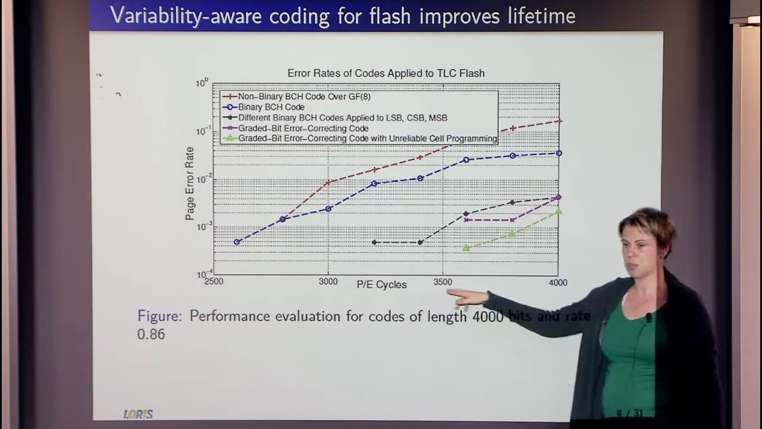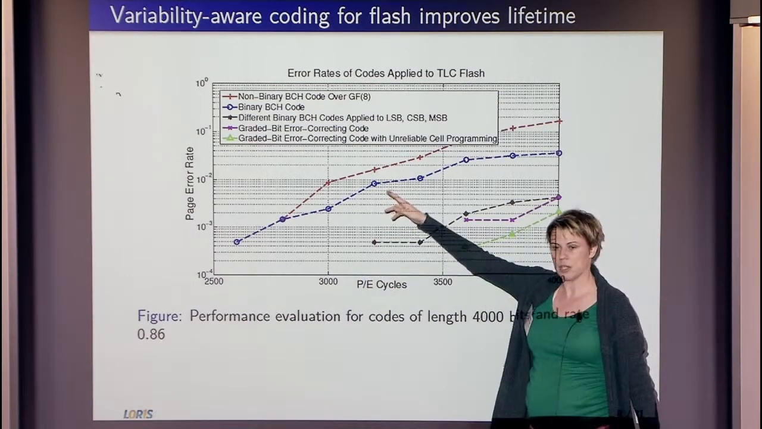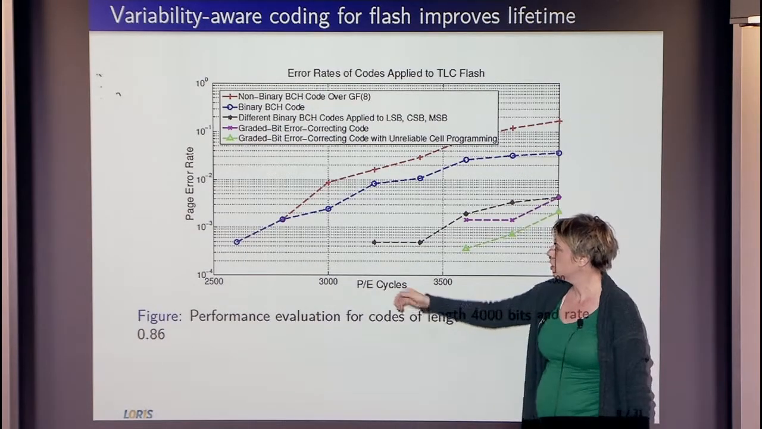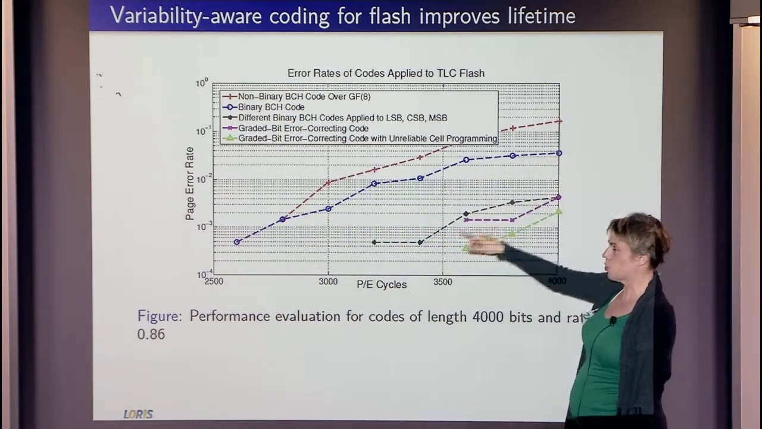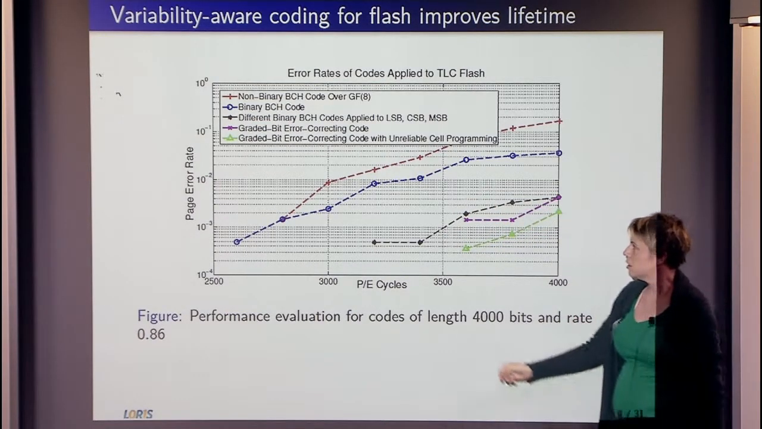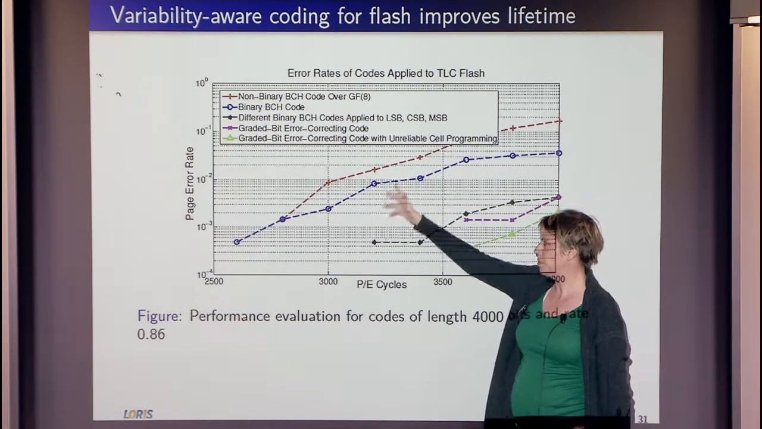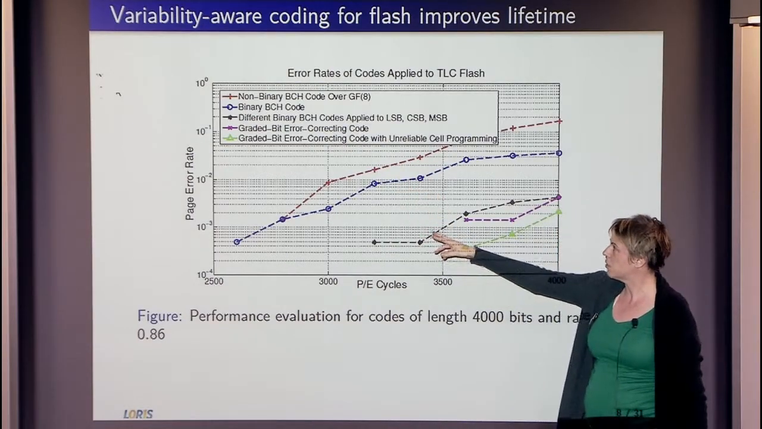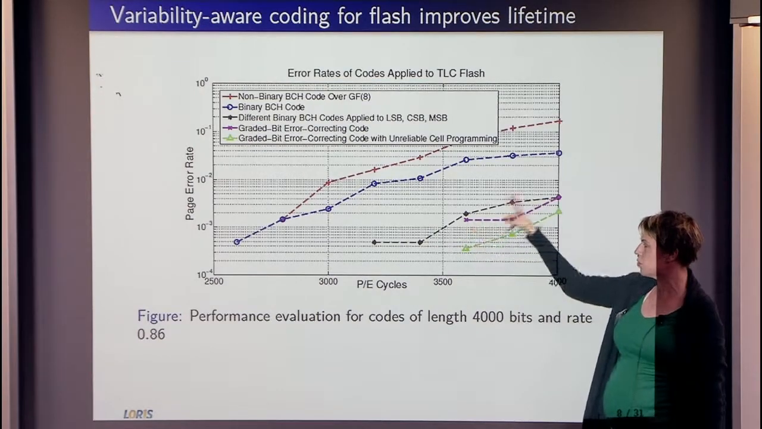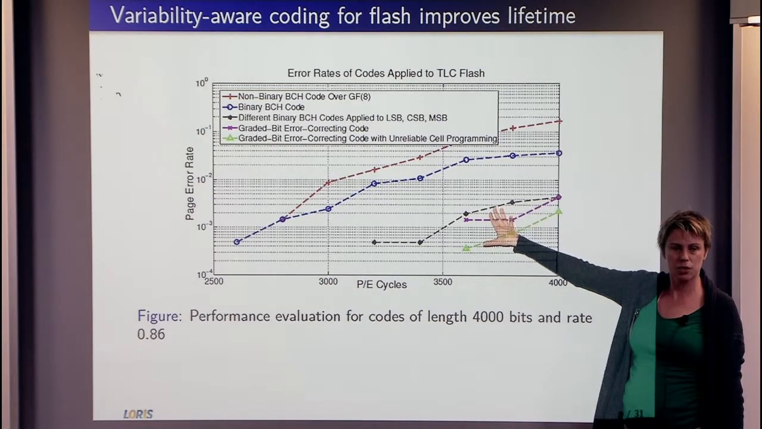The x-axis is program and erase cycle. This is your lifetime. The y-axis is page error rate. You want that to be as low as possible for as long as possible. These curves all get worse over time. Remember, we have that issue of wear out, so things get worse over time. The red curve is your non-binary BCH code. This is pretty much what people would do in practice, or even a combination of some other codes like binary BCH code, or a combination of 3 parallel binary BCH codes. These 3 curves are all symmetric error correcting codes.